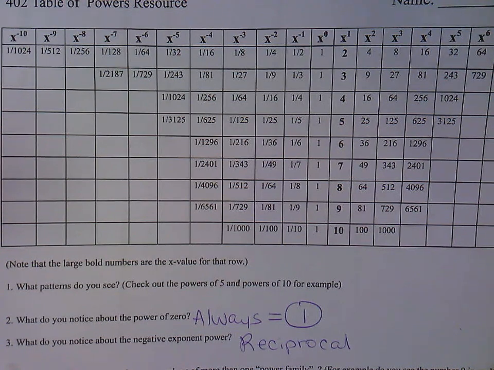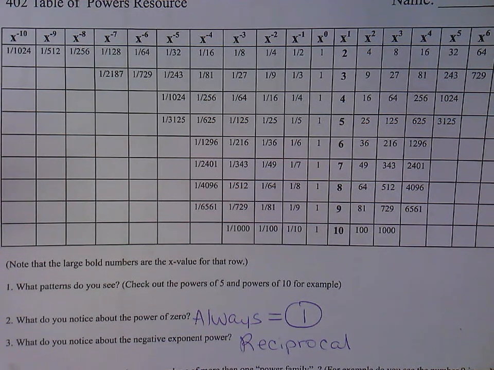Give me another example. Something else that shows up more than once. 64. 64 actually shows up as a power of 2, a power of 4, and a power of 8. 64 is a power of 2, 4, and 8.